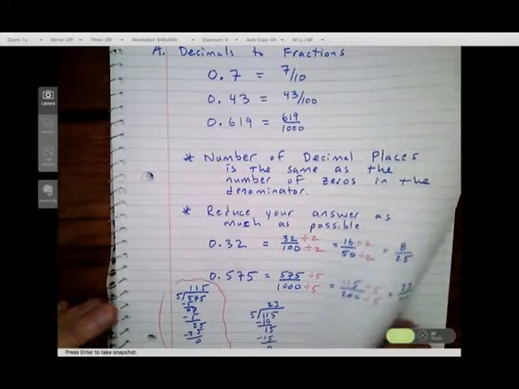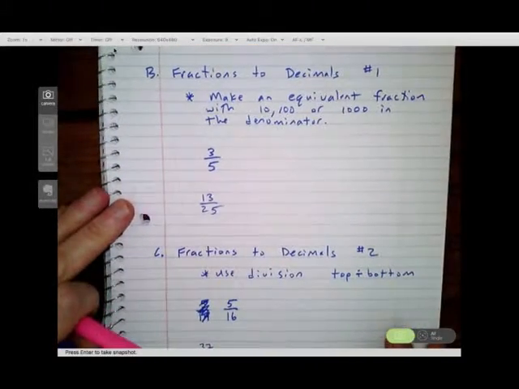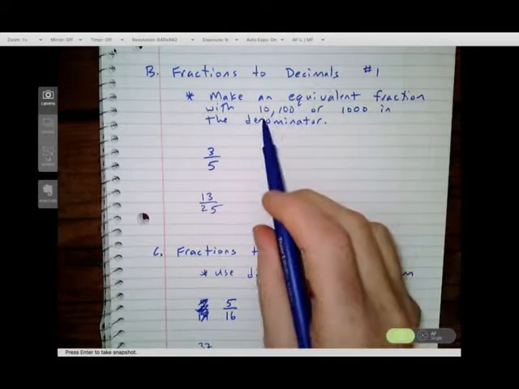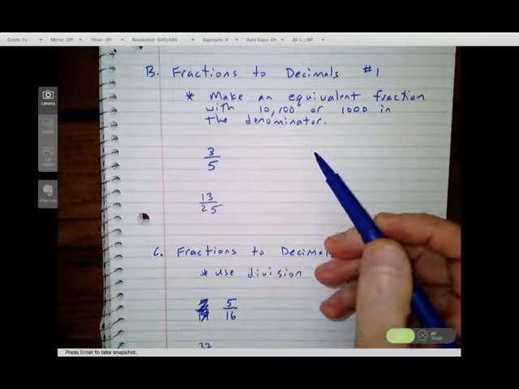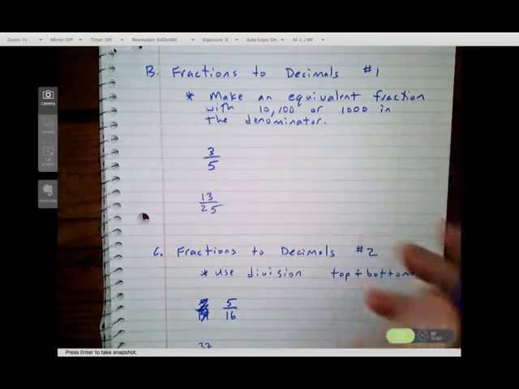Okay, now let's go the other way. Let's go from fractions to decimals. So there's two ways we're going to do that. Okay, this first way is not so bad. We're going to make an equivalent fraction with a 10, 100, or 1,000 in the denominator. Of course, we could have 10,000 or a million or all kinds of things in the denominator, but for now we're just going to have 10, hundreds, or thousands.